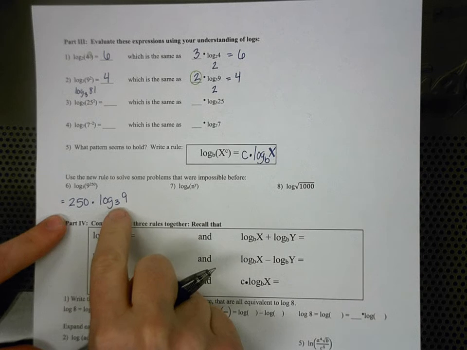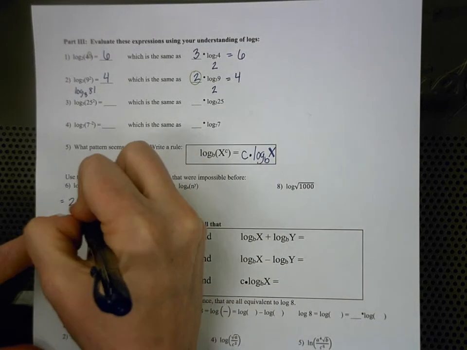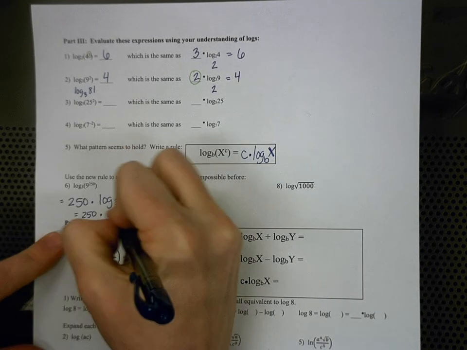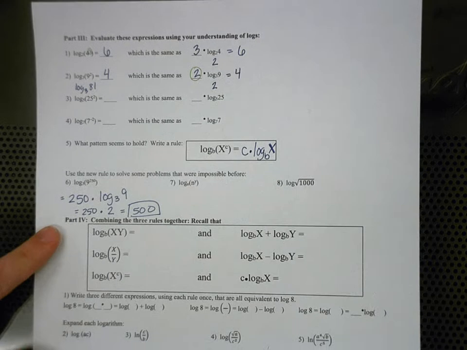Log base 3 of 9 is 3 to what power gives us 9? That's a 2. So you're going to multiply 250 times 2, which gives us 500. Okay, don't forget to finish the rest of those.